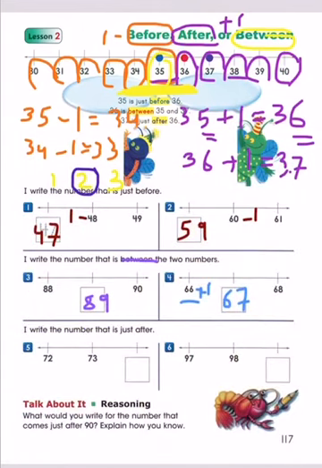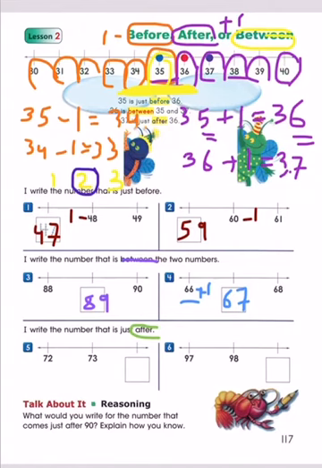We have activity number 5. I write the number that is just after. It's about after. Okay? After number. In the after, we use the plus. For example, this number we plus 1. We added 1 number. But in before, we minus 1 number. Okay? Be careful in this sentence.